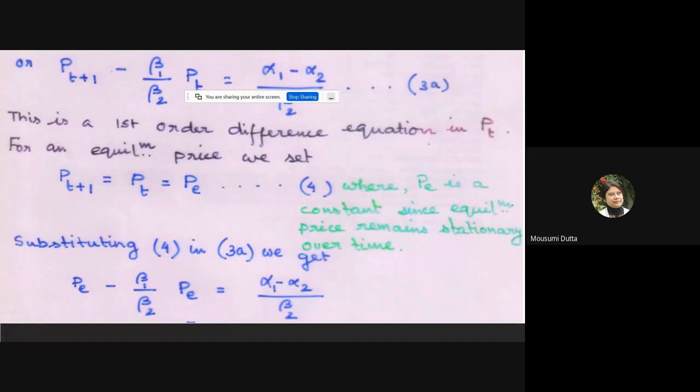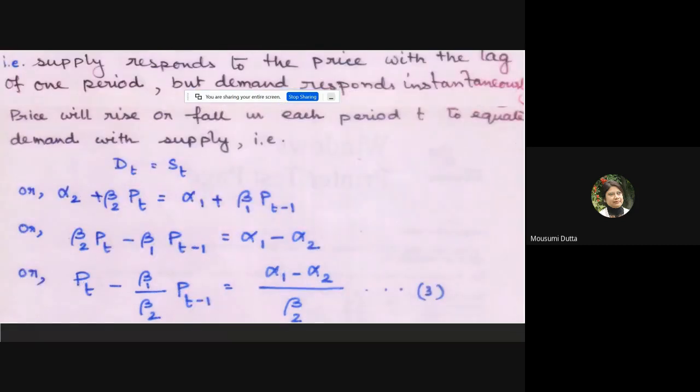Okay, next what I have done, without losing any generality, I advanced the time by 1 period. So please note down, without losing any generality, we may advance the time by 1 period. We may adjust the time by 1 period. That is, t will become t plus 1 and t minus 1 will become t.